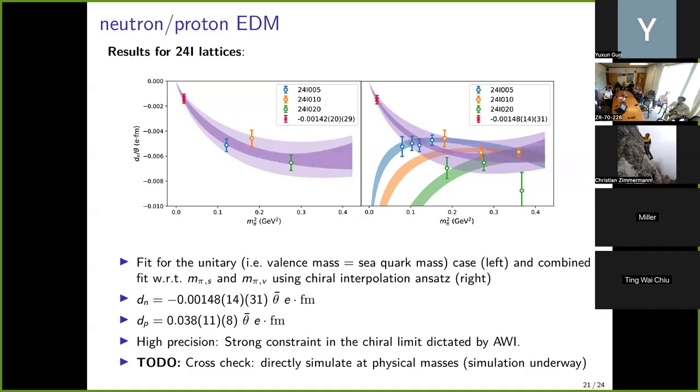Right, and because we have this strong constraint in the chiral limit that the nucleon dipole moment has to vanish, our results have very, very tiny error bars actually. So these are the results that we have for the neutron and the proton.